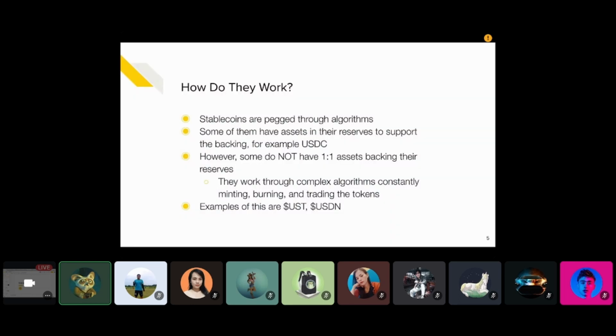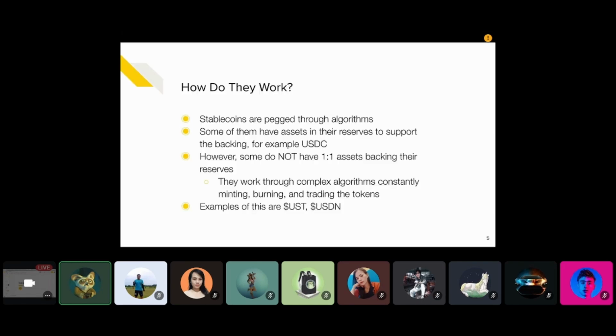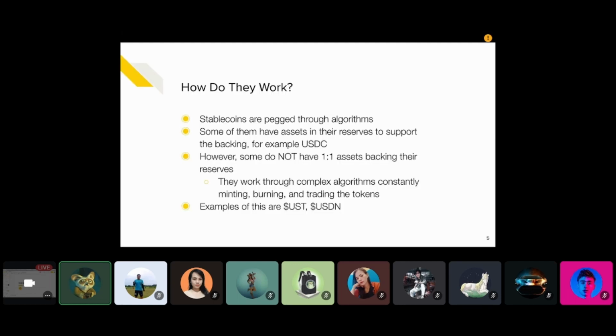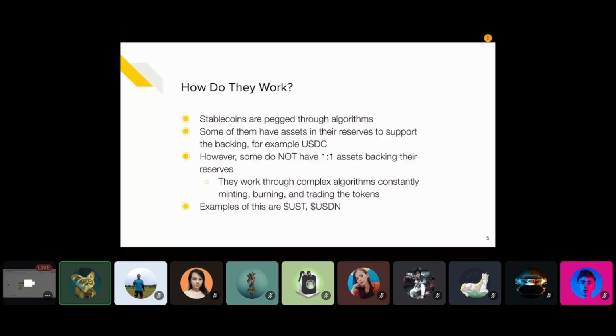So how do they work? They're pegged through algorithms. If you ask who's the one assigning these to $1, some of them have assets in reserve to support the backing. For example, USDC has US dollar reserves that the company owns, so they can back their stablecoin one-to-one. However, some do not, and that's a major risk. Some work through complex algorithms that constantly mint, burn, and trade the tokens in order to maintain that peg.